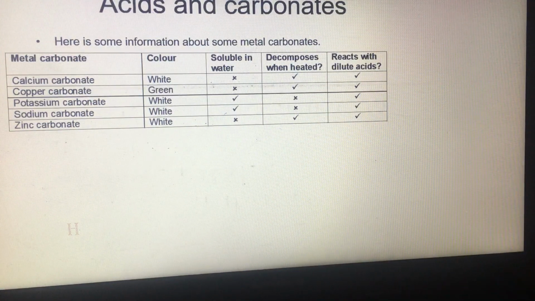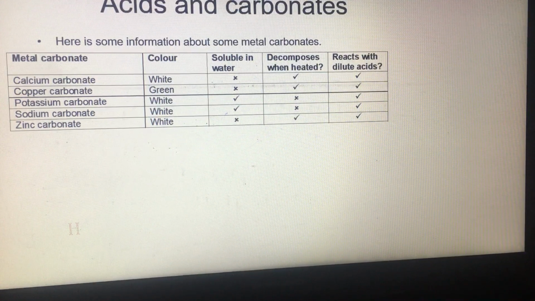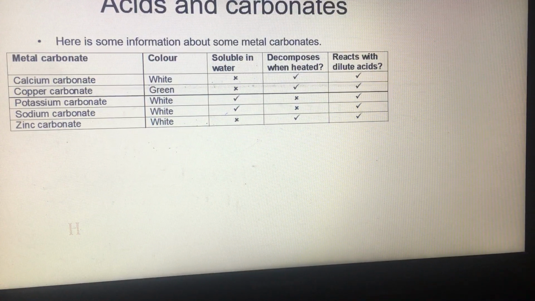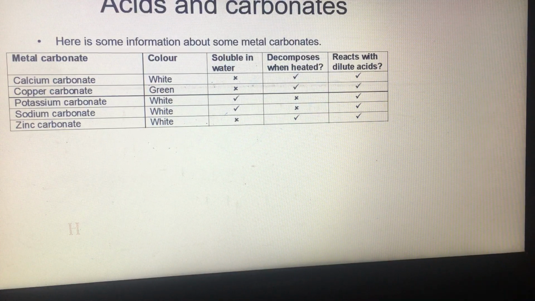Now, here is some information about some metal carbonates. We have five metal carbonates, which are calcium carbonate, copper carbonate, potassium carbonate, sodium carbonate, and zinc carbonate. And some properties of those metal carbonates, like color, whether it is soluble in water or not, whether it decomposes with heat, and the last thing, whether it reacts with dilute acids or not.